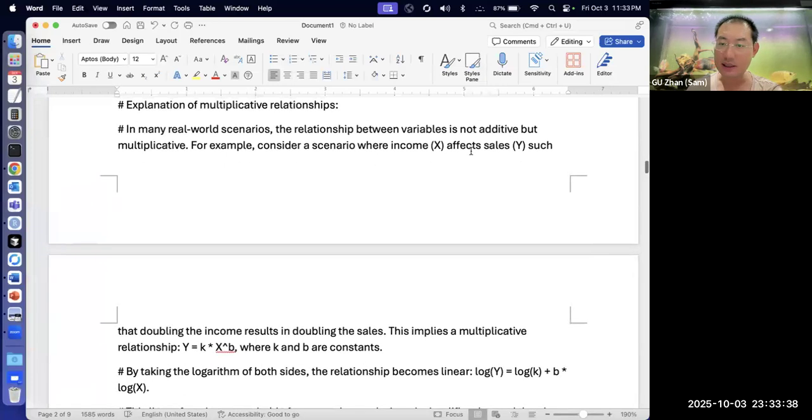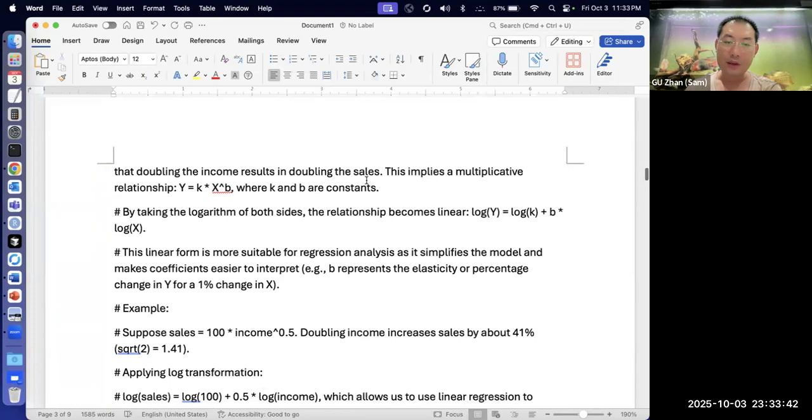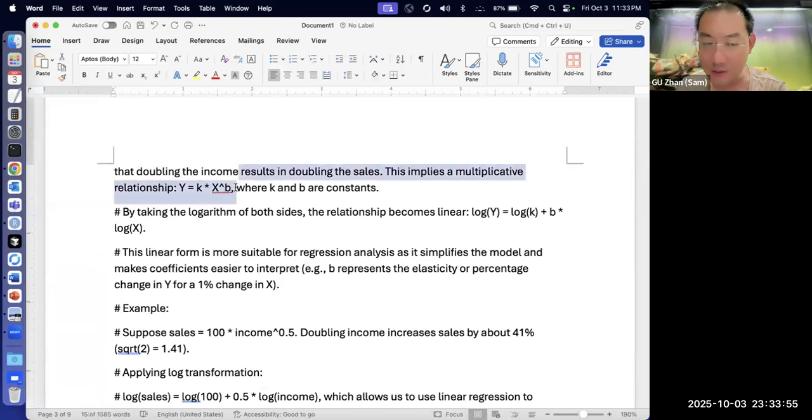For example, there is a scenario here. The income X affects the sales, and the relationship is sales equal to K times the income to the power B, where K and B are constants. So this is not an additive relationship. It's not a linear relationship. It's actually a non-linear relation, which involves the power.